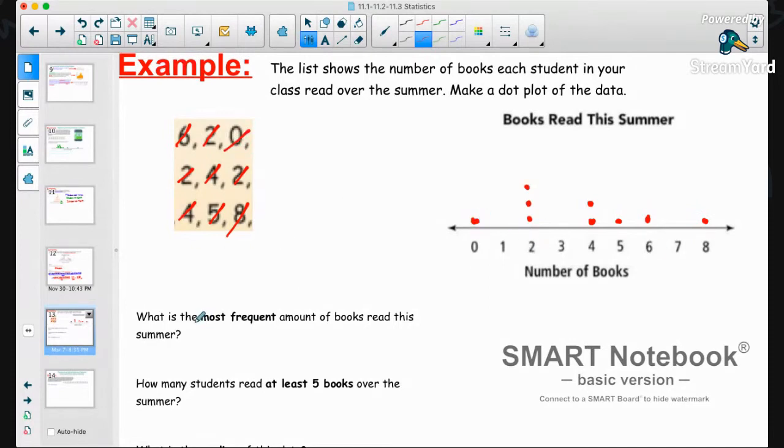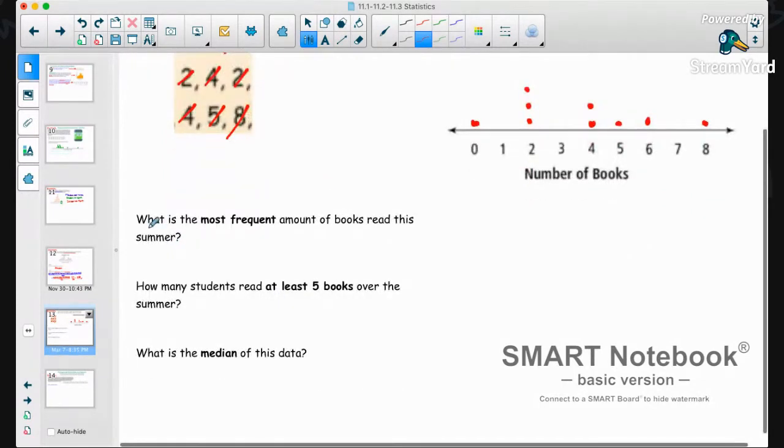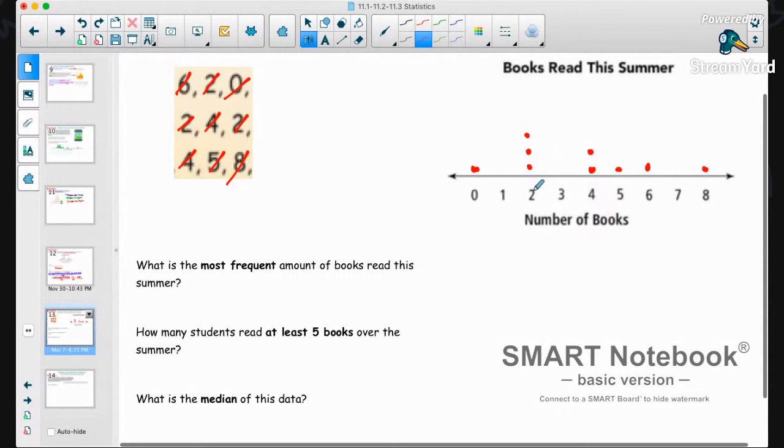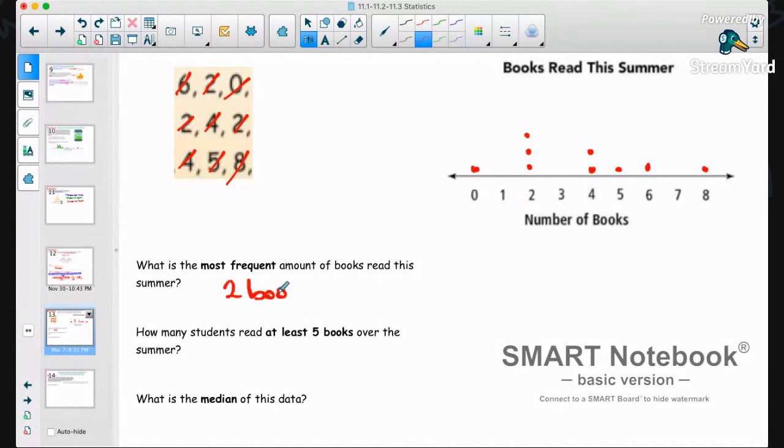So first of all, how many students did I use to create this dot plot? When you count all the dots, you can understand that 1, 2, 3, 4, 5, 6, 7, 8, 9 students I used to create this dot plot. All right, what is the most frequent amount of books read this summer? Then you will tell me the most frequent amount of books read is 2 books. Because there are 3 students who read 2 books.